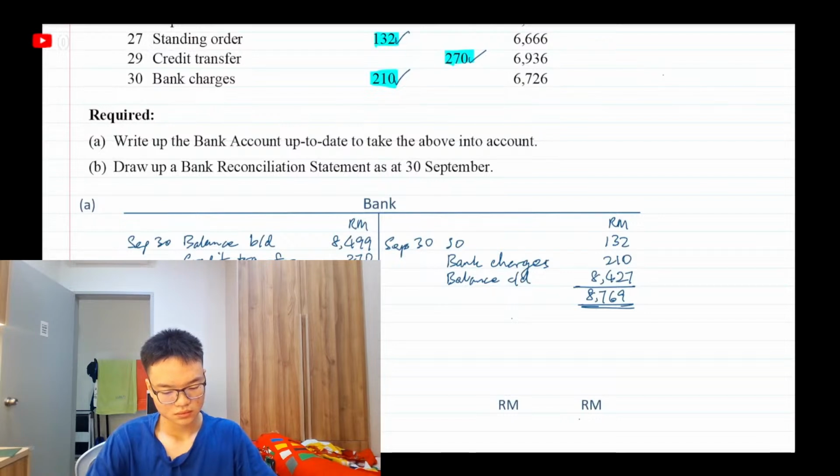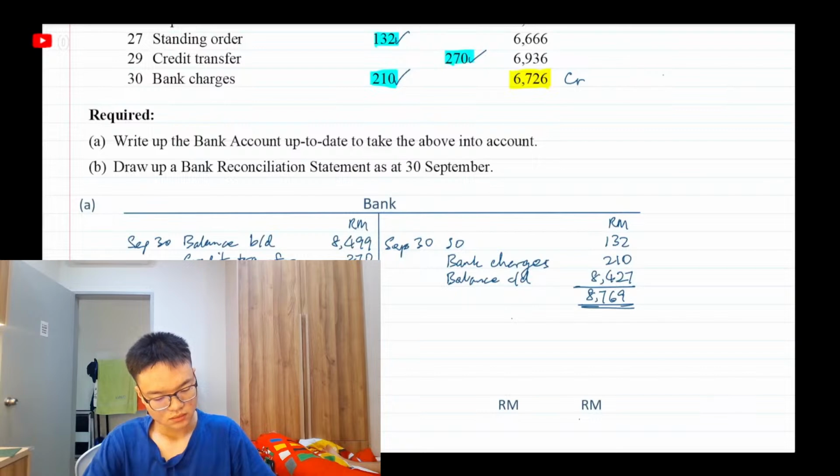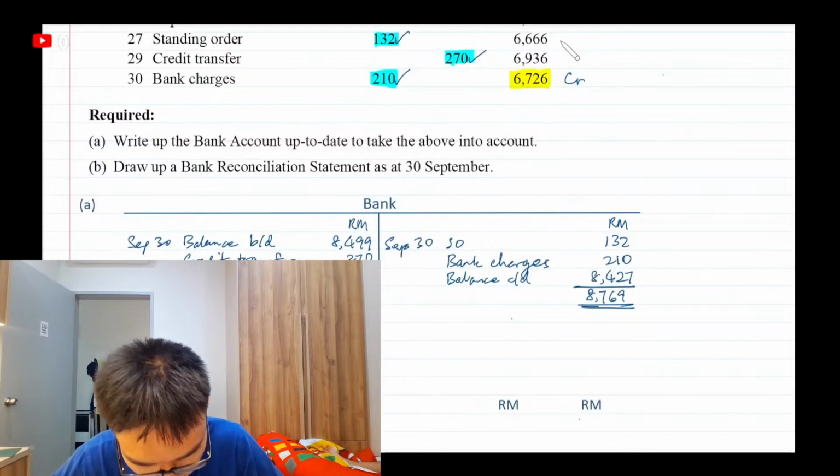So now this account has a debit balance of 8,427 ringgit. But if you compare to the bank statement, the bank statement shows a balance of 6,726 ringgit. This is a credit balance, positive. You have 6,726 ringgit cash in your current account according to the bank on the 30th of September. But your bank account shows you should have 8,000 something ringgit. So there's nearly 2,000 ringgit, 1,000 something ringgit different. So you have to reconcile the two.